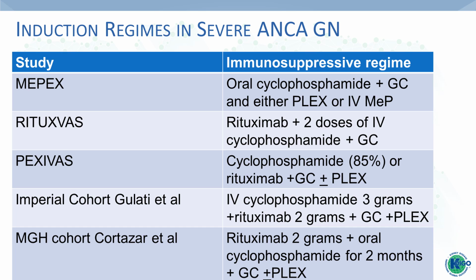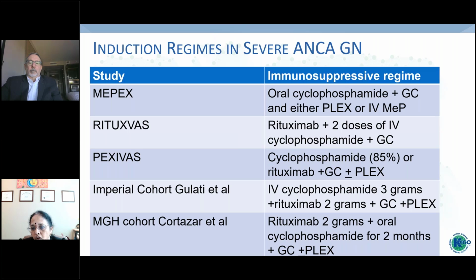So that leaves us with 2 important observational studies, one coming from the Imperial cohort and the second one from the MGH cohort, where they both used a combination of a short course of oral cyclophosphamide in the MGH group along with 2 grams of rituximab with glucocorticoids. And in the Imperial group, they used 3 grams of IV cyclophosphamide, 2 grams of rituximab and glucocorticoids along with Plex for remission induction. They had excellent results. Over 50% of the patients were dialysis independent when they achieved remission.